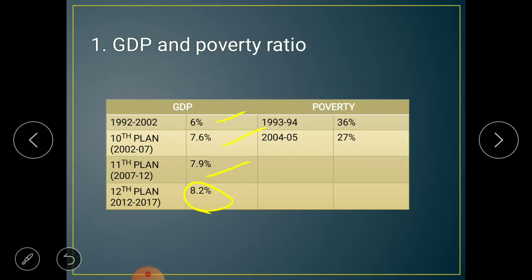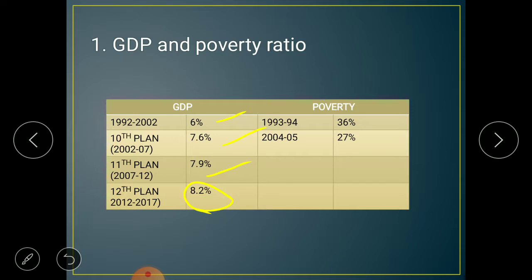So we can say that our GDP has shown increase after 1991. So we can say that it is due to the adoption of LPG policy. So from the viewpoint of GDP, we can say that globalization has proved advantageous for Indian economy.